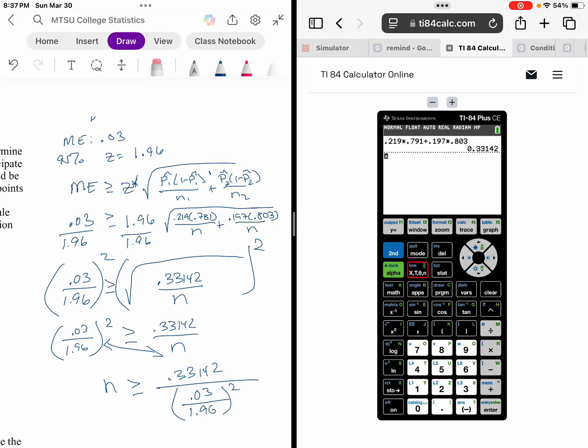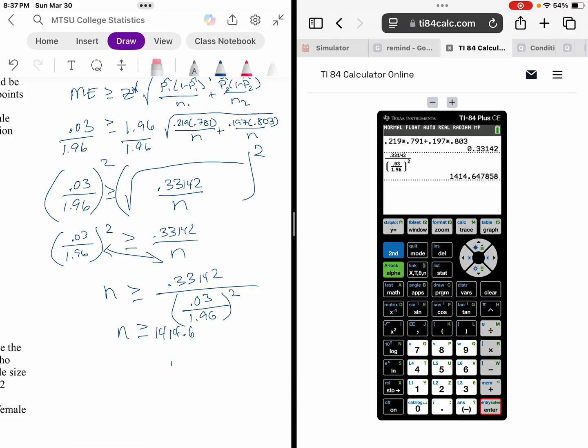All right, so give me a fraction, 0.33142. On the bottom, I want another fraction. I want to go ahead and say 0.03 on the bottom, 1.96. There we go. That looks good. And I hit enter. And this tells me that n has got to be greater than or equal to 1414.6. So we would say it's got to be bigger than 1415. We always round up here. So we got to do more than 1,415 people.